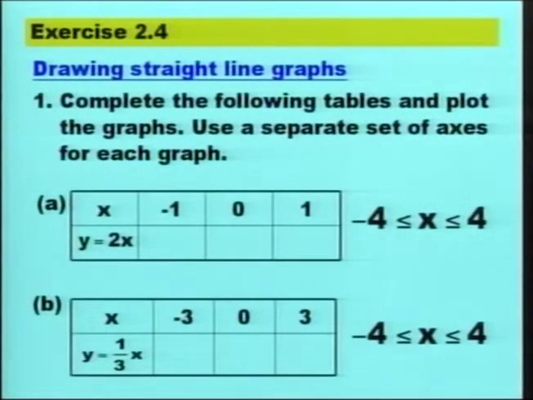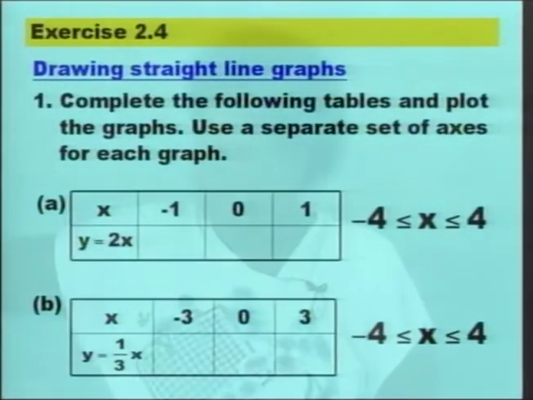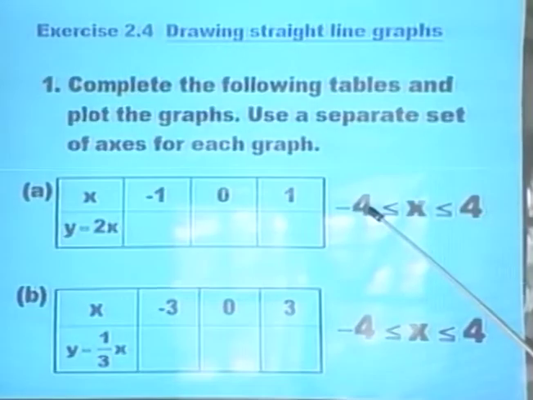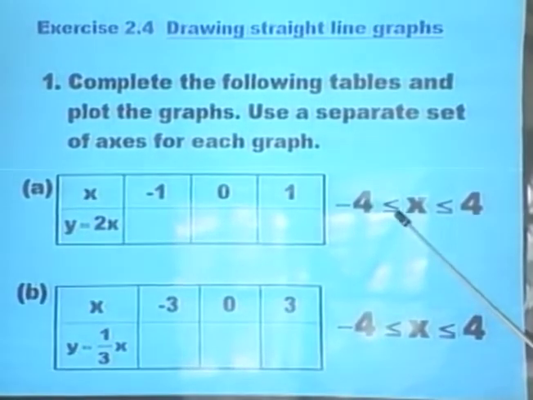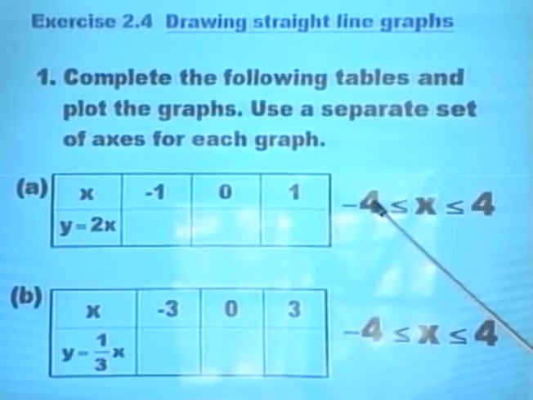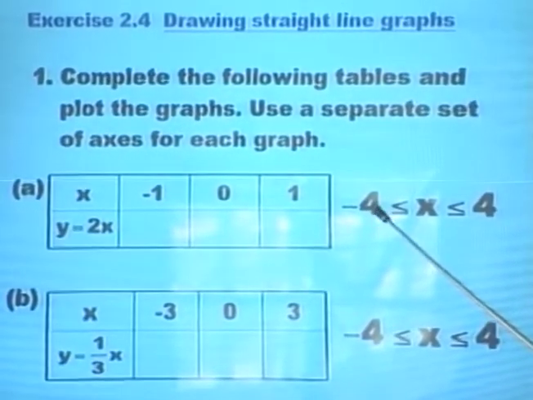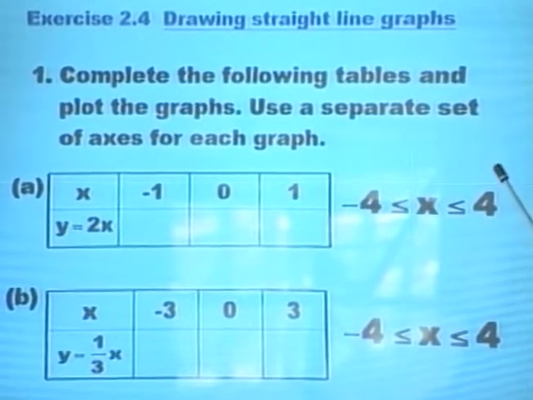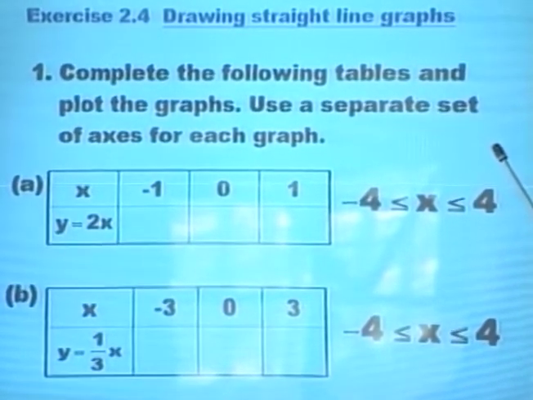Okay, if you are asked to draw a straight line, you only need 3 points, not more, to come up with a straight line. So what you will do after we complete exercise 2.3 is draw up a table of values. They are also on your worksheet, where it says -4 is less than or equal to x, which is less than or equal to 4. Okay, that means the x values must be from -4 to +4 on the x-axis.